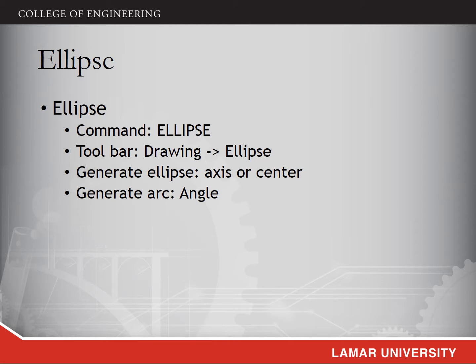AutoCAD also provides one command to generate the ellipse. The command is ellipse, and you can also find the ellipse icon from the toolbar. Basically, there are two methods for you to generate an ellipse, axis and center. Both methods will identify the dimension and directions of the axis for one ellipse. Also, this command provides one function for you to pick one part of the ellipse. So that will generate an ellipse arc. You can use the angle to define that arc. In the next slide, I'm going to show you how to use the ellipse command.